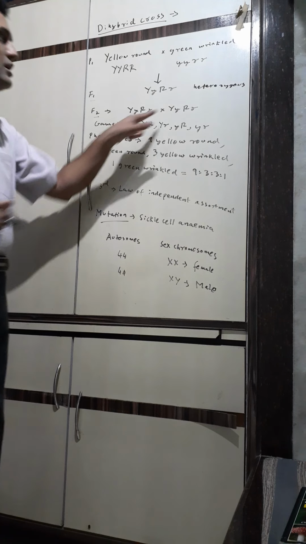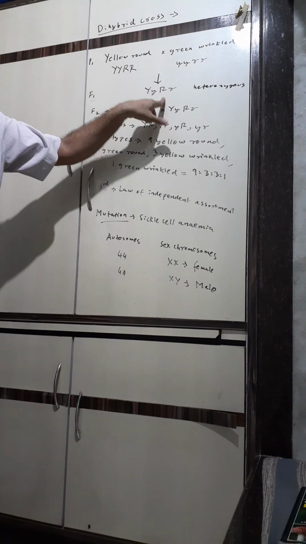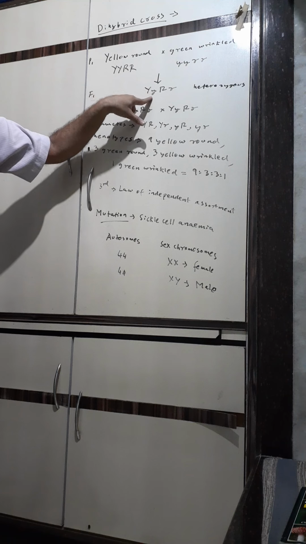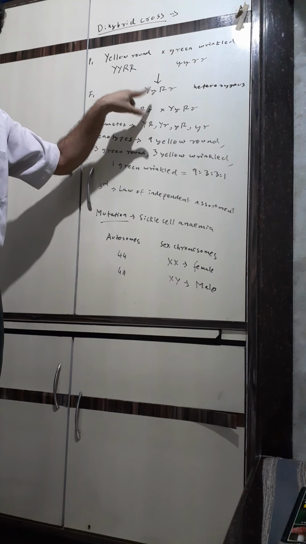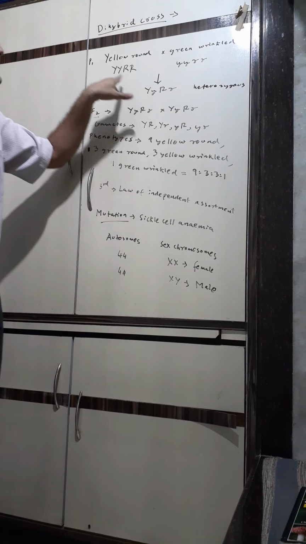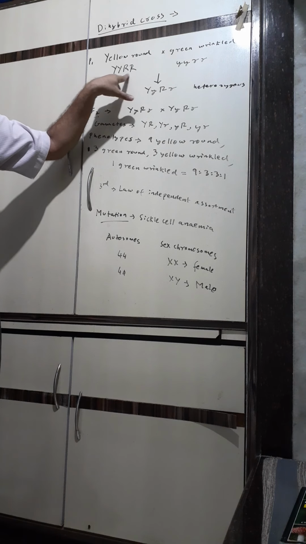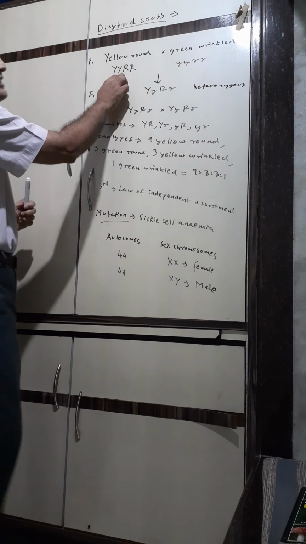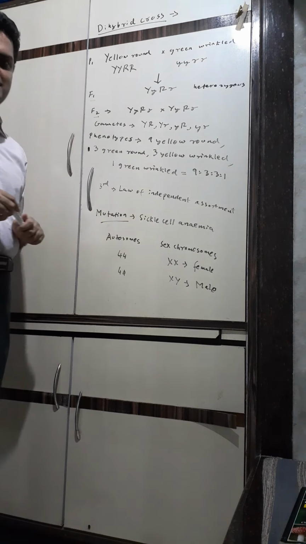That is hybrid, yellow round. This is also yellow round. Phenotypically both are same, yellow round, but this is heterozygous. So hybrid yellow round. This is pure, big Y, same. Look at this, same gene. So this is homozygous, this is heterozygous.